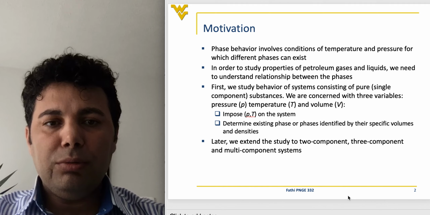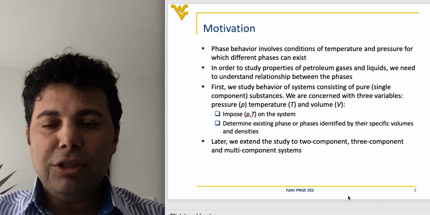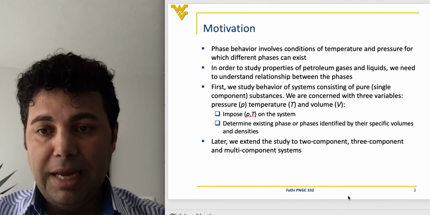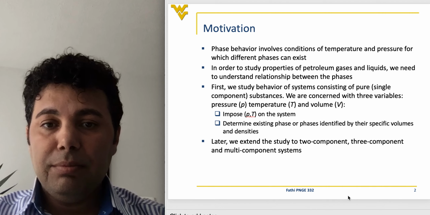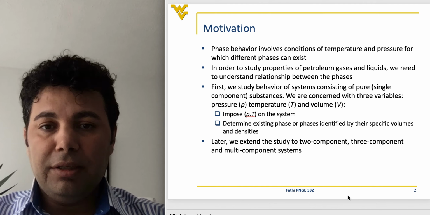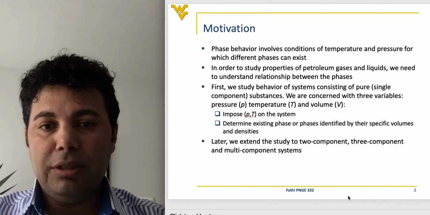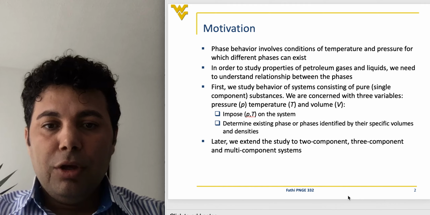In order to study properties of petroleum, gas, and liquid, we need to understand the relationship between different phases, because we can have the oil and gas in the gas phase, in the liquid phase. We can have them both in gas and liquid. And in some special cases, like in hydrates, we can have it in a gas and solid solution, like gas and water mixing and generating hydrate clusters.